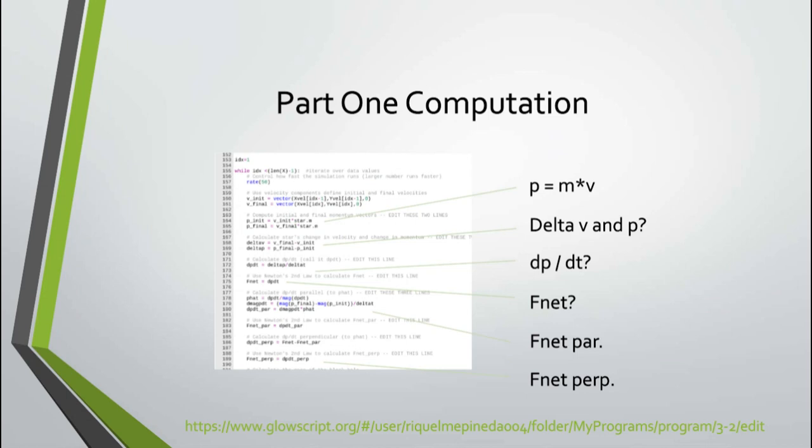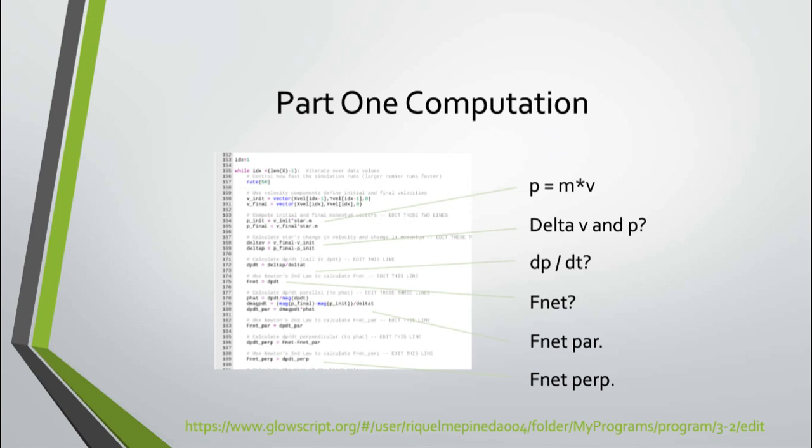So for part 1, the computation, we have to figure out the initial and final momenta, which we can find using the initial velocity and the final velocity times the mass of the star. Then we have to figure out delta V and delta P, which is just V final minus V initial and P final minus P initial. Then we incorporate that into Newton's second law, which is dP/dt equals delta P divided by delta T. And then F net just equals dP/dt.